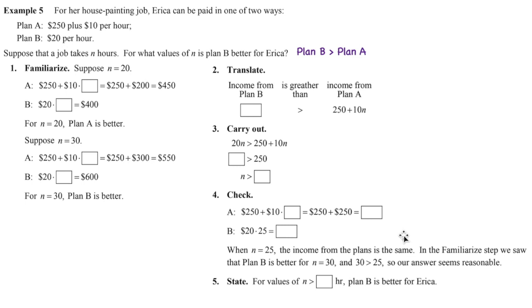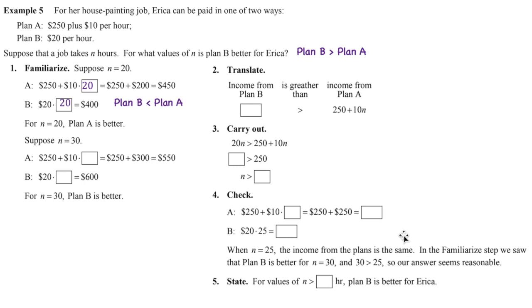So let's just take a guess here at 20 hours and see what we come up with, just to familiarize yourself with the problem. So if I worked 20 hours, I would have $250 plus $10 times 20 hours, or $250 plus $200 for $450. Plan B, on the other hand, would be 20 times 20 hours is $400. In this case, Plan B is less than Plan A, not exactly what we want.